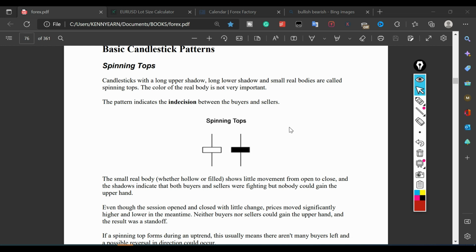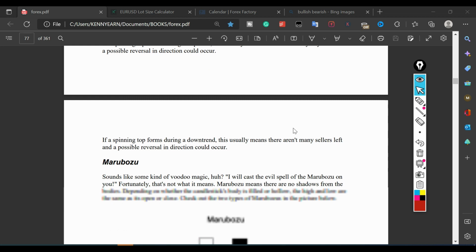Now let's talk about the basic candlestick patterns. The first one is the spinning top. A spinning top is basically a reversal candlestick. It does two things in the market: it either continues the market or it reverses the market.